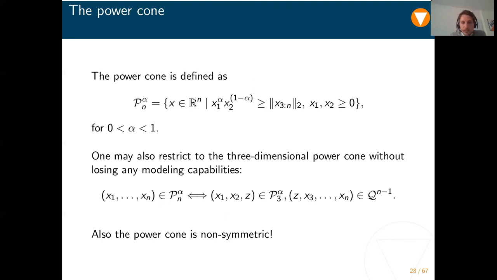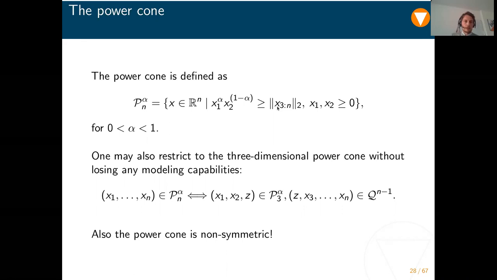Okay, the last building block we're going to introduce in more detail now is the so-called power cone. Now, the power cone is actually a family of cones because it's parameterized by an exponent alpha, which has to be between 0 and 1. And fixing one alpha, the equation that describes the power cone is the following. It's somewhat similar to a rotated quadratic cone, just that you have some freedom in the power here. So it's not necessarily a square. You can have arbitrary exponents. And then on the right-hand side, again, you have a Euclidean norm.